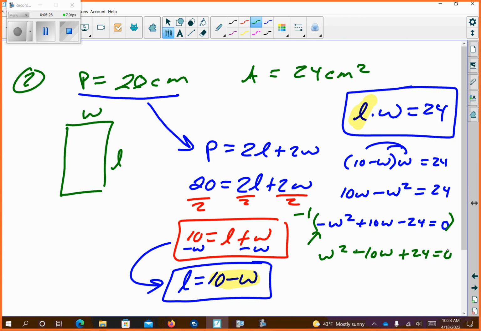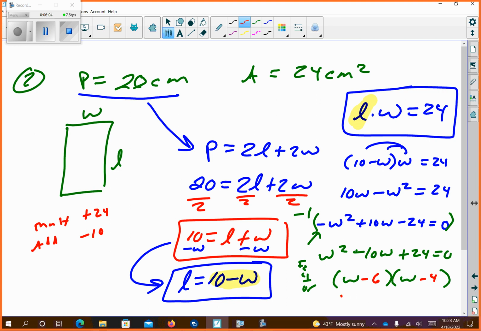Okay. So this can factor. And we can factor it our quicker way because we have a lead value. Our A value is just 1, so we have W squared. What two numbers multiply to give positive 24, but add to give -10? What do you think? There you go. -6 and -4.